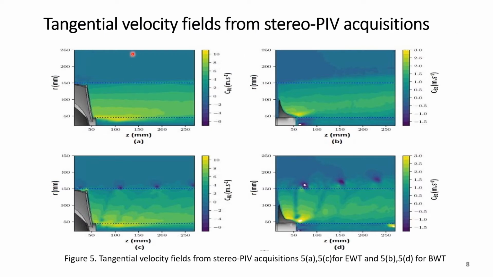This figure shows the tangential velocity fields from particle image velocimetry. Figure 5a and figure 5c are for the EWT type turbine, and figure 5b and 5d are for the classical BWT type wind turbine. From figure 5a and 5c, we can see that the tangential velocity magnitude in the vortex center decreases with the distance from the wind turbine.